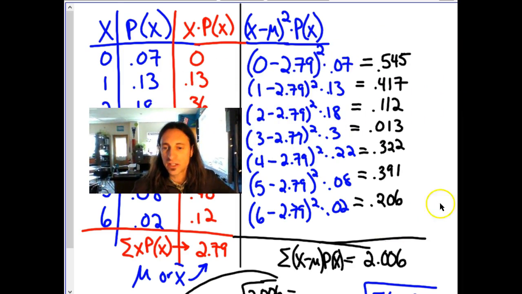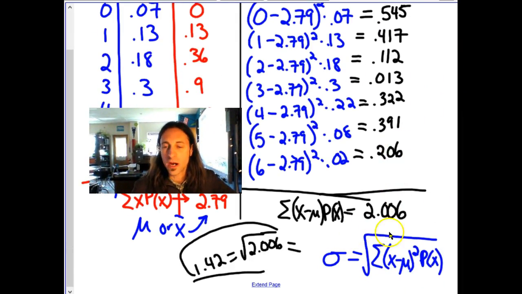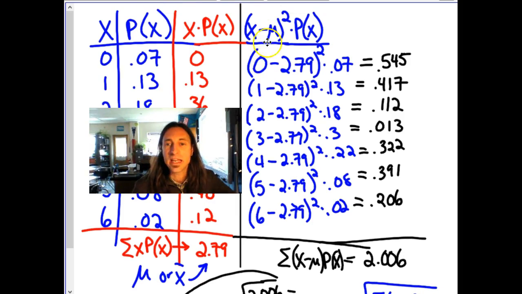Now what I'm going to do is, again, you've kind of seen these formulas before. In order to find the standard deviation, you take the square root of x minus mu squared multiplied by the probability and add them up. And this is what I'm talking about. So I take each x value, 0, minus the mean, 2.79. Do that, I get negative 2.79. I square it, and then I get that answer and multiply it by the probability of getting a 0, and I get 5.45.